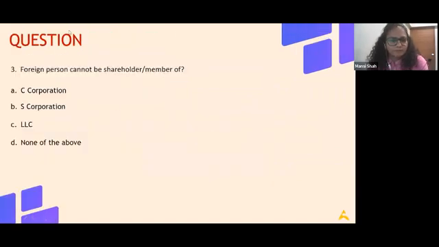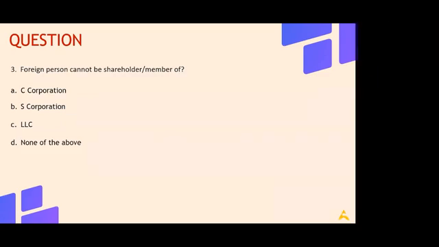Next question. A foreign person cannot be shareholder of: C corporation, S corporation, LLC. None of the above is also an option.